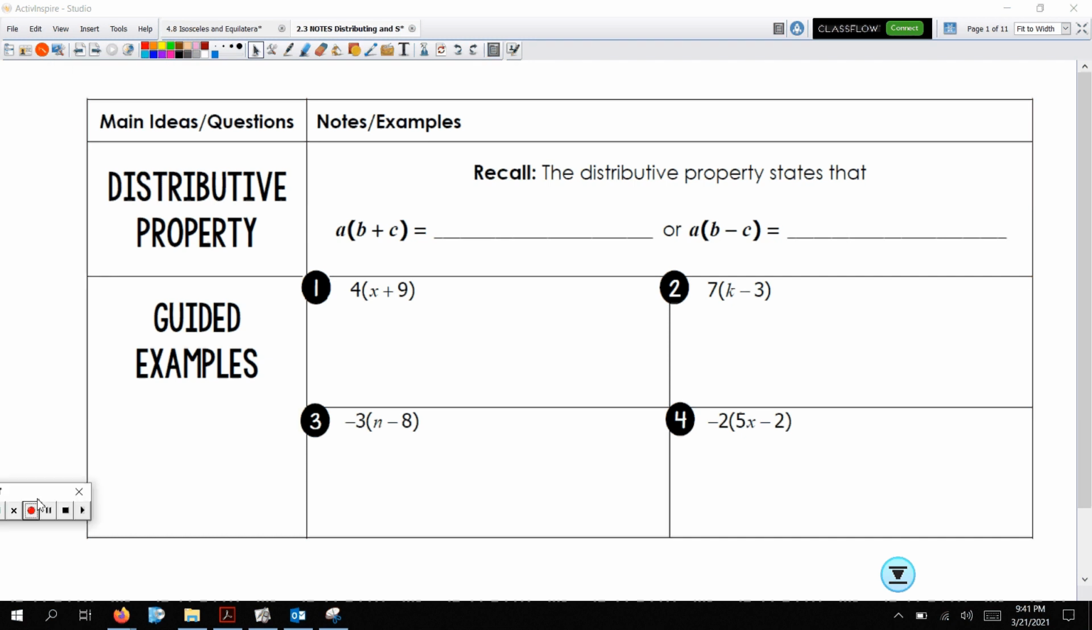All right, today's lesson is lesson 2.3. We're going to talk about distributing, and also simplifying expressions, not just distributing. But let us review the distributive property.